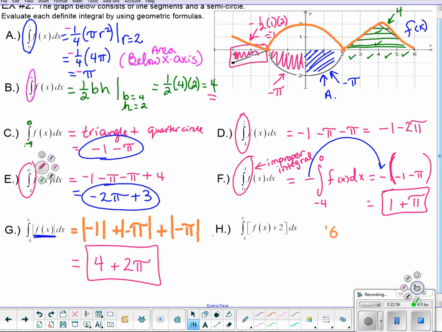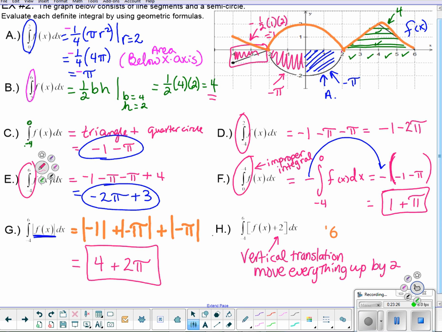So it says take f of x and add 2. Well, we know when we add things outside of the function, not within x, but outside, we get a vertical translation. And in this case, we are going to move everything up by 2. This is a tricky one.